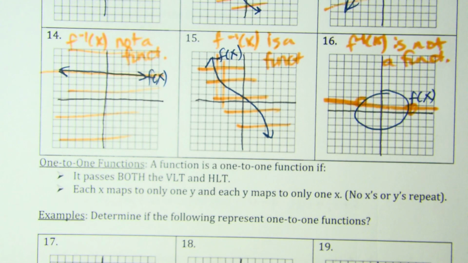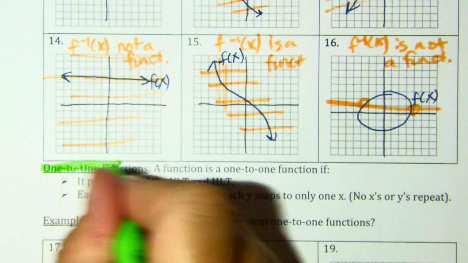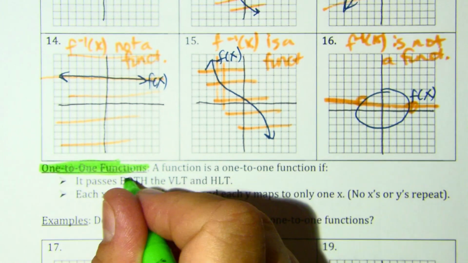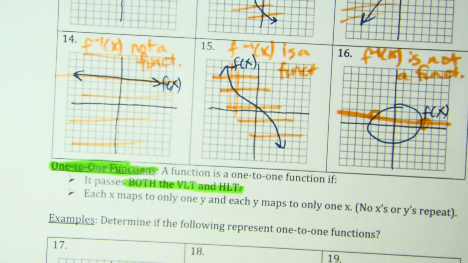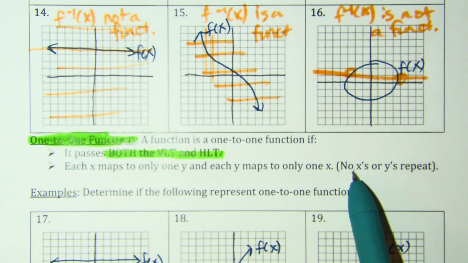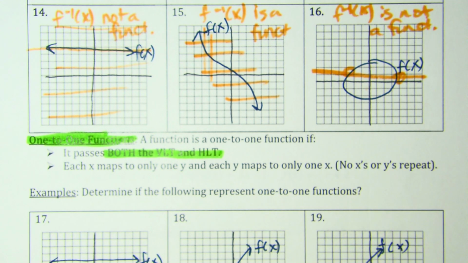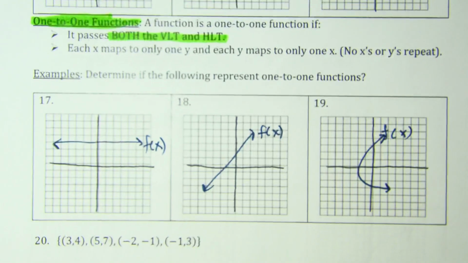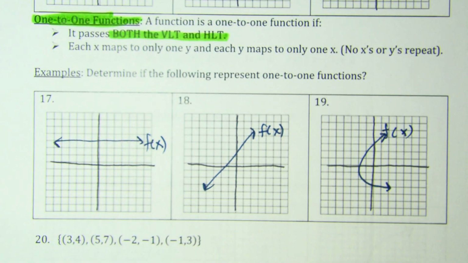Now we're going to talk about a special type of function that is called a one-to-one function. What it means is that it passes both the vertical and horizontal line test, meaning every element in the domain matches with only one range, and vice versa, every element in the range only matches with one domain. Again, it means no x's or y's repeat. Okay. So here we have three graphs, and we're going to determine if they represent one-to-one functions. So I'm going to use a couple different colors here.